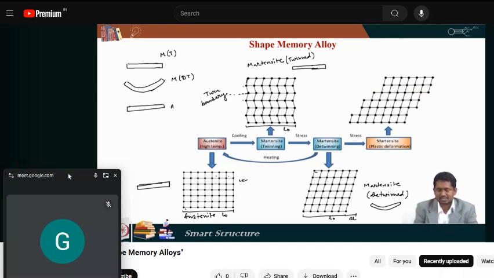Now from this austenite, if we want to get the twinned martensite structure, we can just cool it down, and when it cools down the austenite phase becomes unstable and the martensite phase becomes stable, so it becomes twinned martensite. So if I cool it down from here, it will go back to the twinned martensite phase. So it is twinned and it is detwinned.